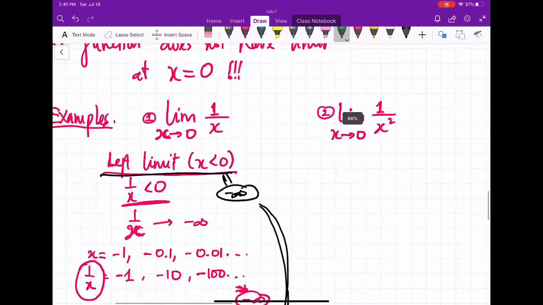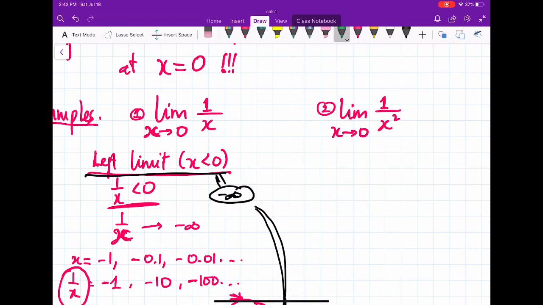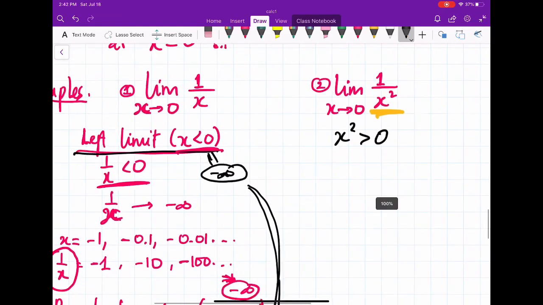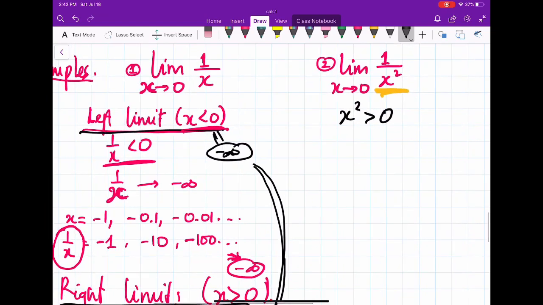1 over x squared, okay? Let's consider the left limit. No problem. When x is less than 0, we have x squared right here. Whatever, x less than 0 or bigger than 0, x squared is always bigger than 0. That's it. And then when x is very close to 0, 1 over x squared is close to 0. Oh no, close to positive infinity.